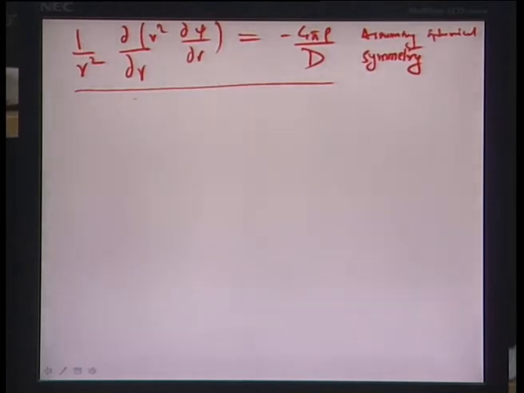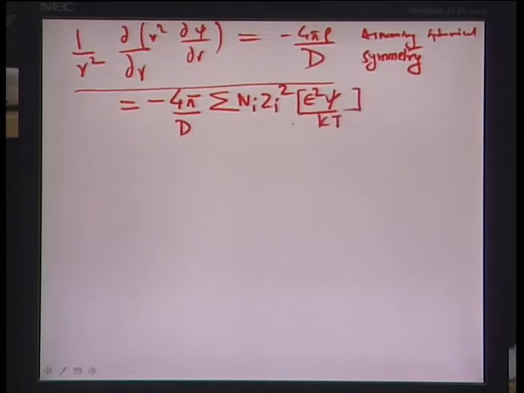This can further be expanded by putting in the value of rho that we obtained earlier, in terms of the subscript i and the total number of charges, as minus 4 pi by d, Ni Zi square epsilon square phi by kT. This is from equation number 1 in the earlier presentation.